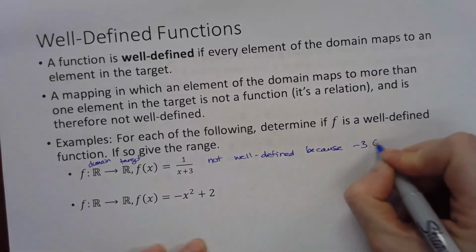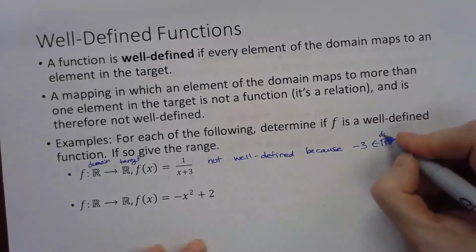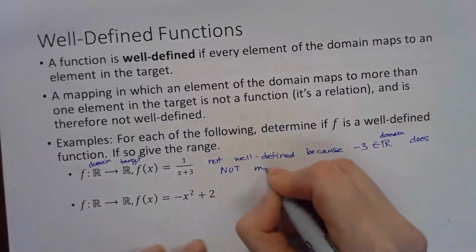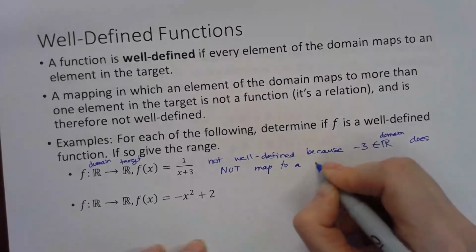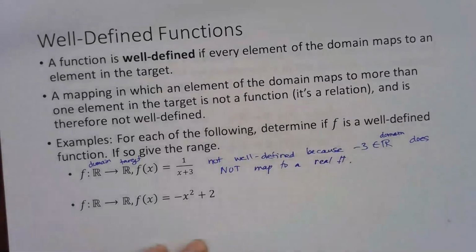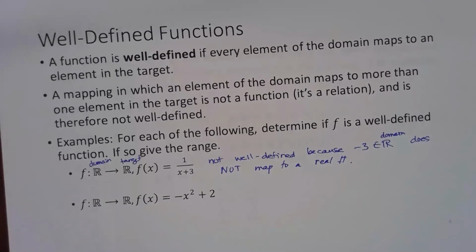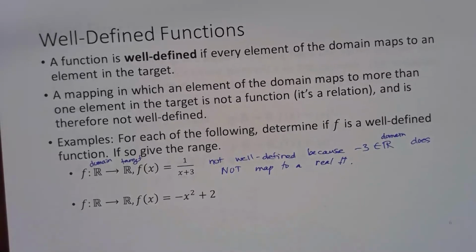Because -3, which is in the domain, does not map to a real number. Okay. So if we wanted to have a well-defined function, we would have to change the domain to be all real numbers except for -3. Right? So if I wanted to write a well-defined function, I would have to change my domain and not make it be all real numbers.